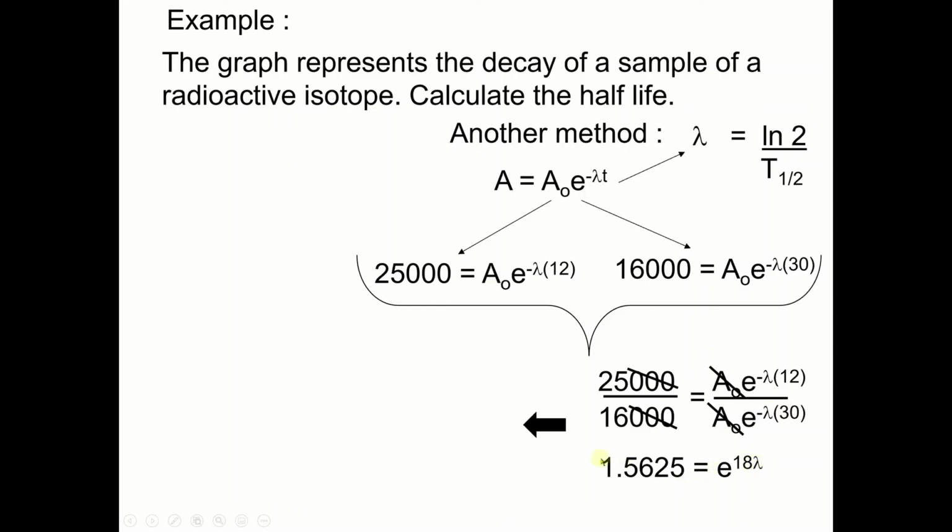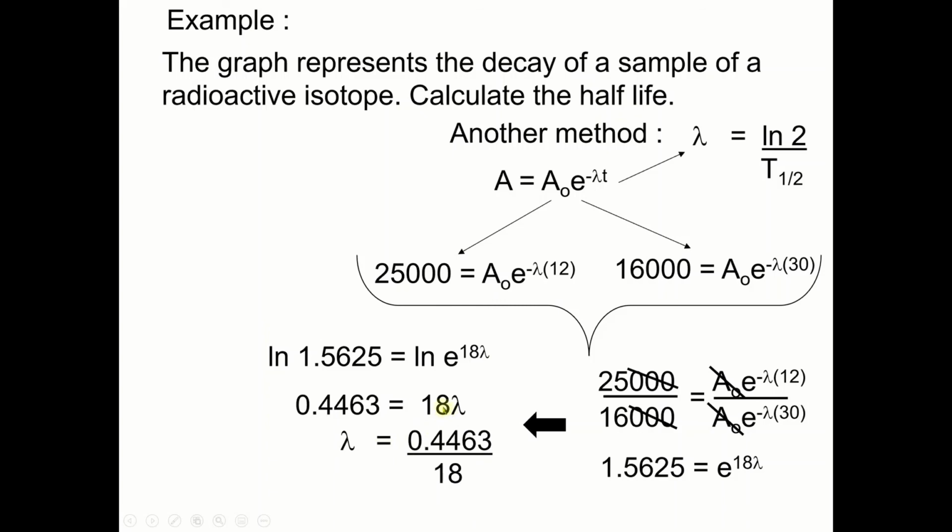Then we convert to log form, using ln. ln 1.5625 equals ln e to the power of 18 lambda, no negative. ln 1.5625 is 0.4463, and ln e to the power of 18 lambda becomes 18 lambda, using the log rule. Then we cross multiply, bringing 18 to the left side, and we get the decay constant equals 0.0248.